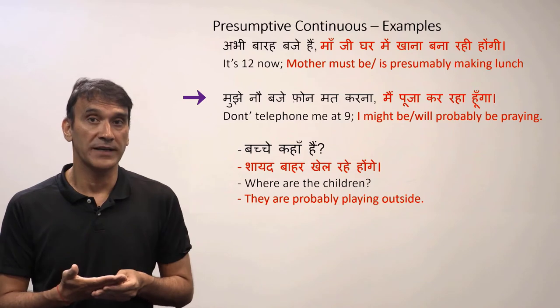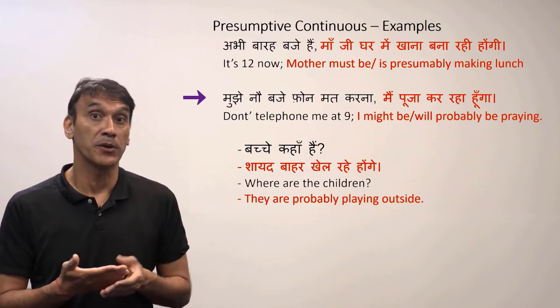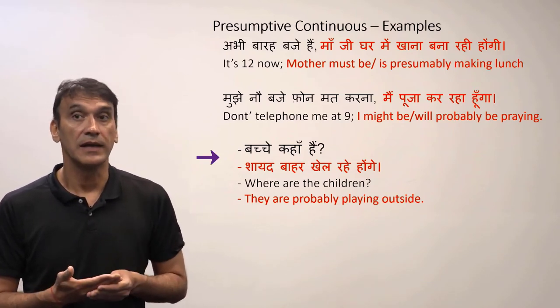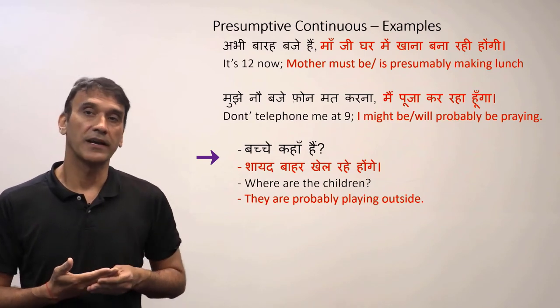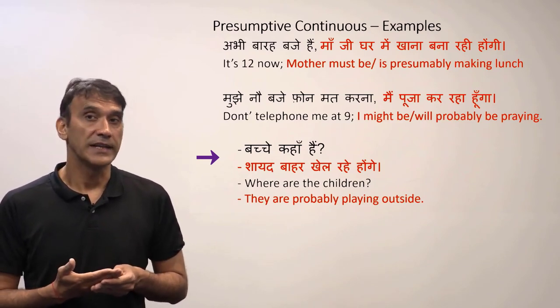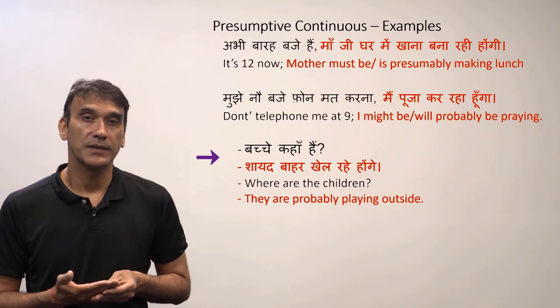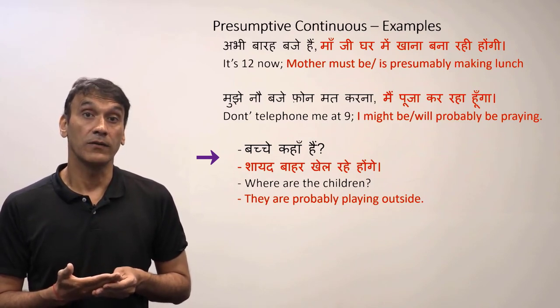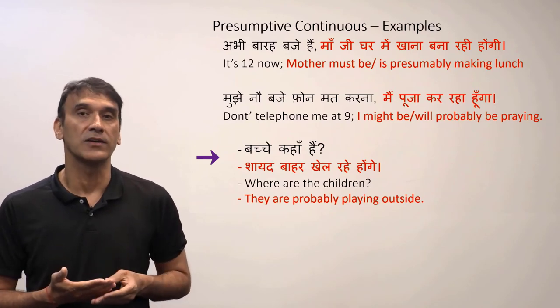Do not telephone me at 9, I might be praying, or I will probably be praying. The third one, bachche kahan hain, shayad bahar khel rahe honge. Where are the children? They are probably playing outside. So one person is asking the other one, where are the kids? And the other one does not know, so he's presuming that the kids are playing outside.